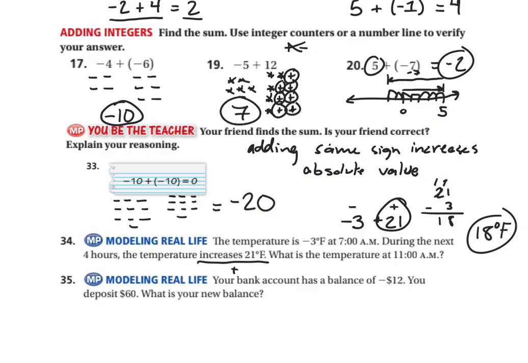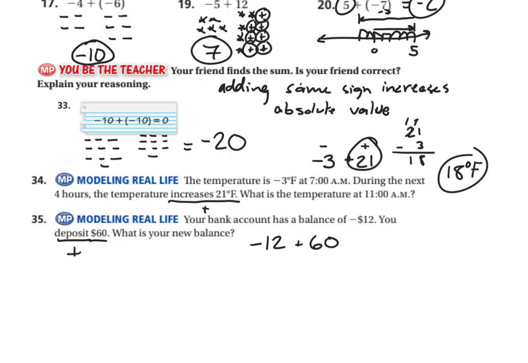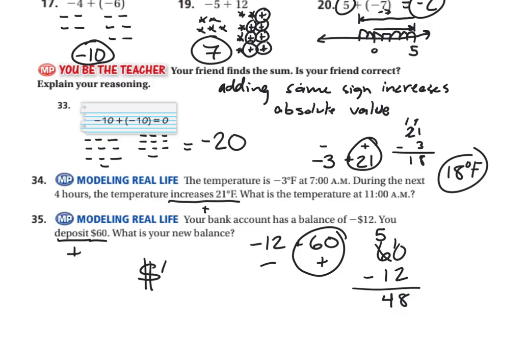For 35, my bank account started at a balance of negative 12. I deposit, right? Deposit we've been talking about means add in. So positive $60. What's my new balance? Again, we have a situation with a negative and a positive. I'm going to take my greater absolute value, subtract my smaller, got to borrow here. 10 minus 2 is 8, 5 minus 1 is 4. Take the sign of the bigger absolute value, and we get an answer of negative 48.